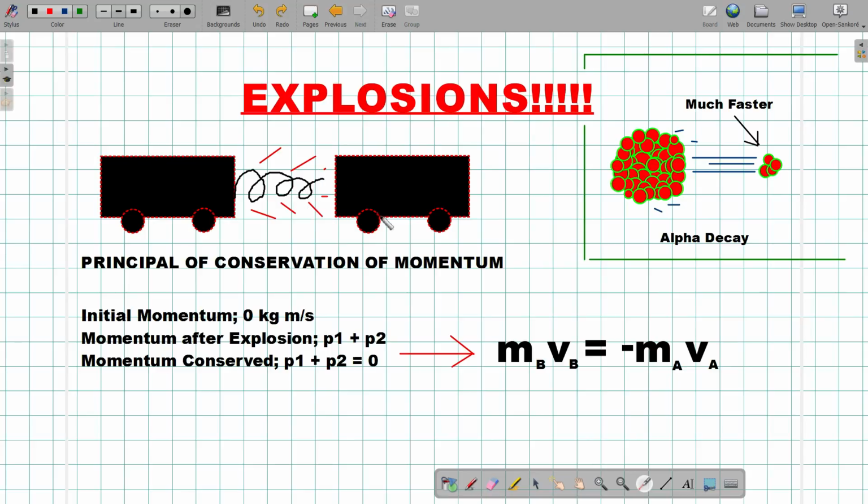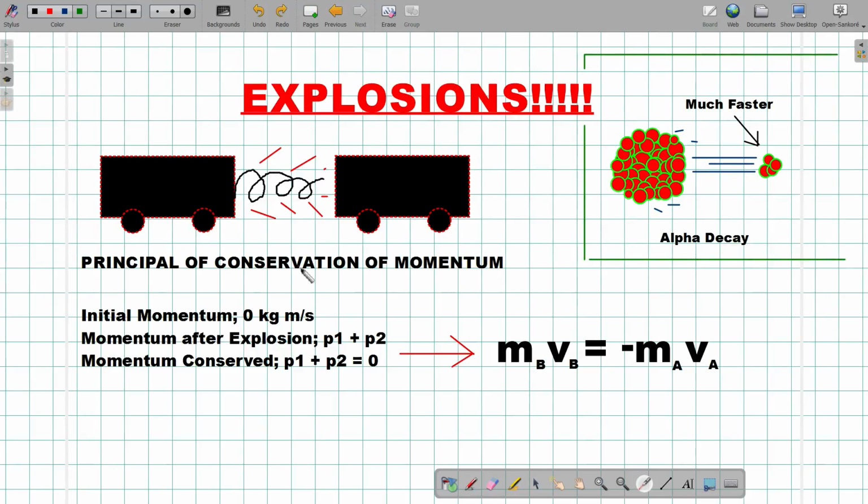When the spring is released, we'll call it an explosion. The same is true if it were a stick of dynamite on the back here, and it would go boom and blow up. Before the spring is released, these two objects are stationary, so they have a velocity of 0, and so you can say that the momentum of the system is equal to 0. So the total momentum before the explosion is equal to 0.